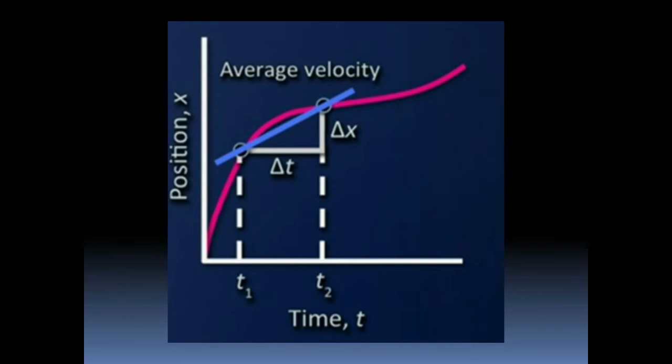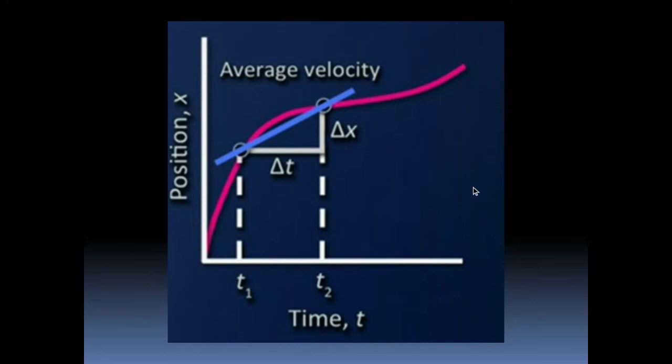Now here is a way to conceptualize going from average to instantaneous. If you look at the motion graph here, which is this purple line, and I want to figure out the average velocity between T1 and T2, I would just draw a line between those points and figure out the slope of that line. But I'm missing some of the details of the motion.